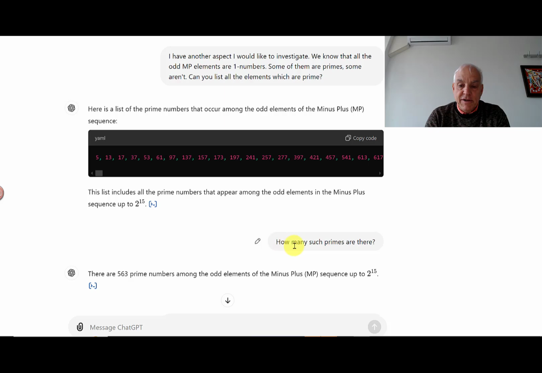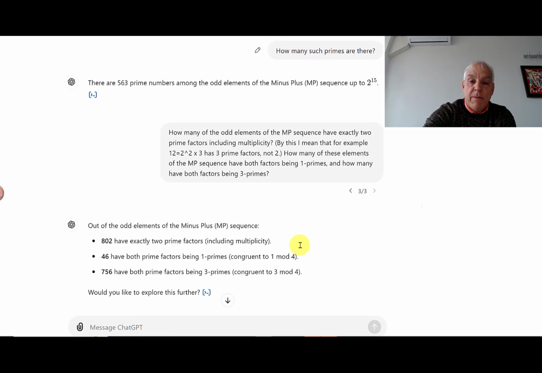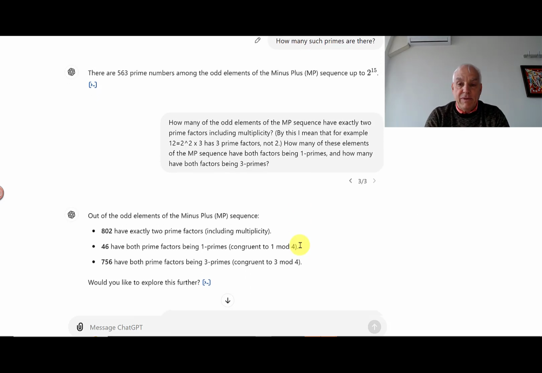Because we like to count, I ask how many such primes there are. And there are 563 such prime numbers amongst the odd elements of the minus plus sequence. Now I ask how many of the odd elements of the MP sequence have exactly 2 prime factors, including multiplicity. I've had to explain this to ChatGPT explicitly because previously there was some confusion. For example, 12, which is 2 squared times 3, has 3 prime factors, not 2. The 2 appears twice, so altogether it has 3 prime factors.